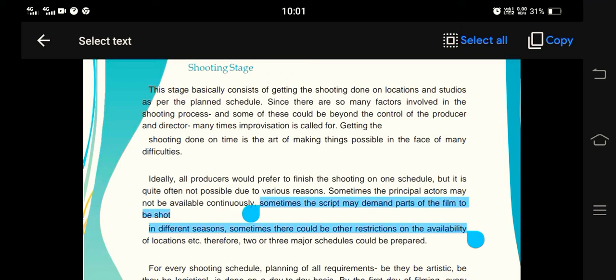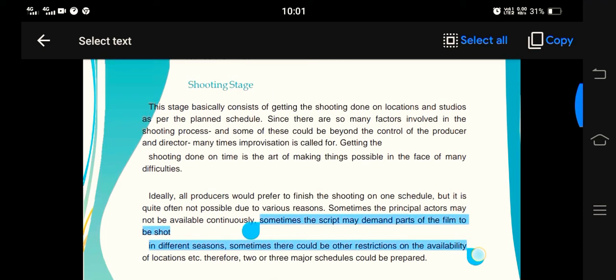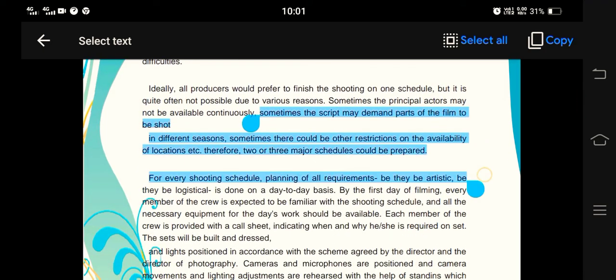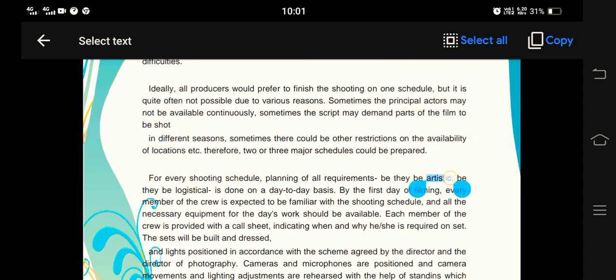That can also be a restriction of location, or unavailability of location can be one of the major problems faced. Now, for shooting, planning is very much necessary. It should be artistic and logical as well.